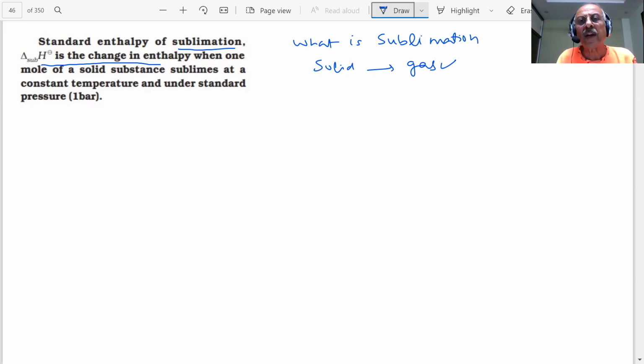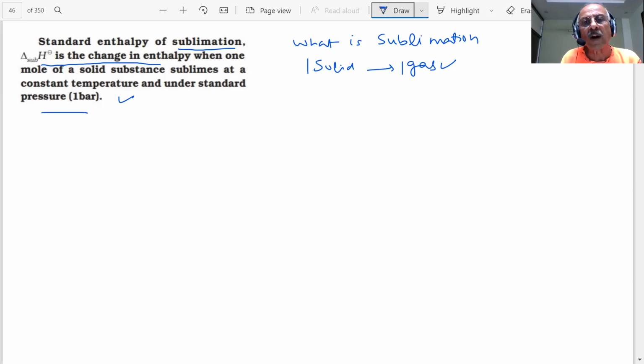So if I take 1 mole of solid and it goes into 1 mole of gas, what will that be? Standard enthalpy of sublimation is the change in enthalpy when 1 mole of solid substance sublimes at constant temperature under standard pressure of 1 bar. Standard pressure of 1 bar, student. So that is what we mean by enthalpy of sublimation.